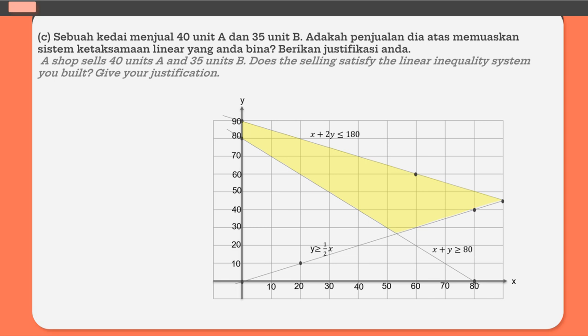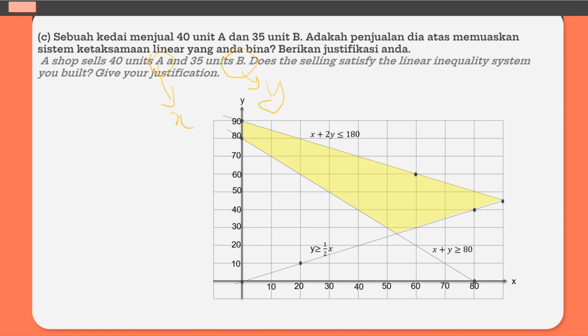Okay, we look at C. A shop sells 40 units of A and 35 units of B. Does the selling satisfy the linear inequality system you built? Give your justification. So you already know that A is X here, and B is Y.